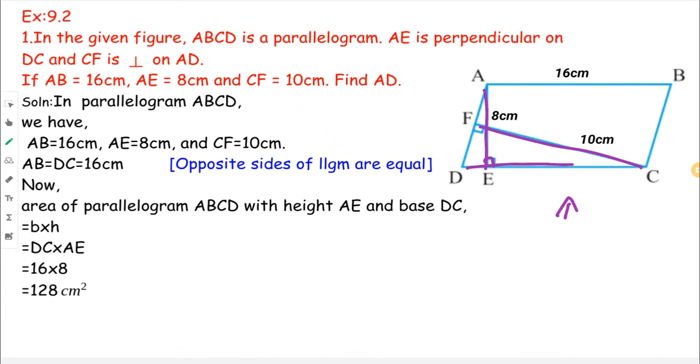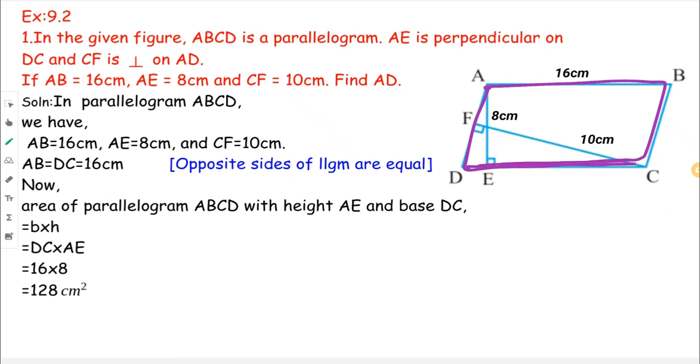Now, if you go back to the question, they've given us lengths also. AB is 16, AE is 8 centimeter, and CF is 10 centimeter. We also have to find this side here. So this question, how will we do it? I will first try to find the area of this parallelogram. And what is the formula for the area of a parallelogram? Base into height, right? So we'll consider first this to be the base.